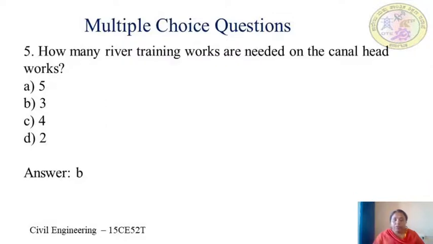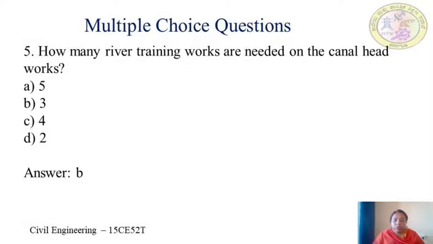Now, coming to the fifth question, that is, how many river training works are needed on the canal headwork? The answers given here are A 5, B 3, C 4, D 2. The answer is B, that is 3. Three river training works are needed on the canal headwork to prevent the river from outflanking the work due to change in its course and ensure the smooth and axial flow of water.